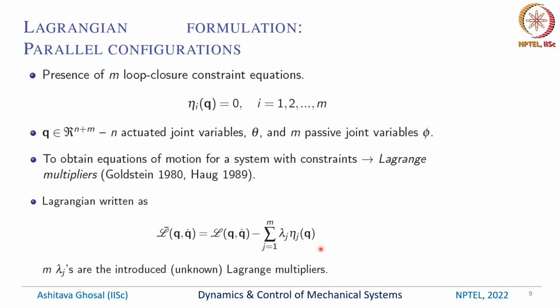So those of you who have done any optimization course, you can see that when you want to optimize an objective function with some constraints, we introduce those Lagrange multipliers. Okay, and this is the same idea. So in the Lagrangian, we can introduce these Lagrange multipliers with these loop closure constraints, and we form a new Lagrangian, and then we can go ahead and derive the equations of motion.